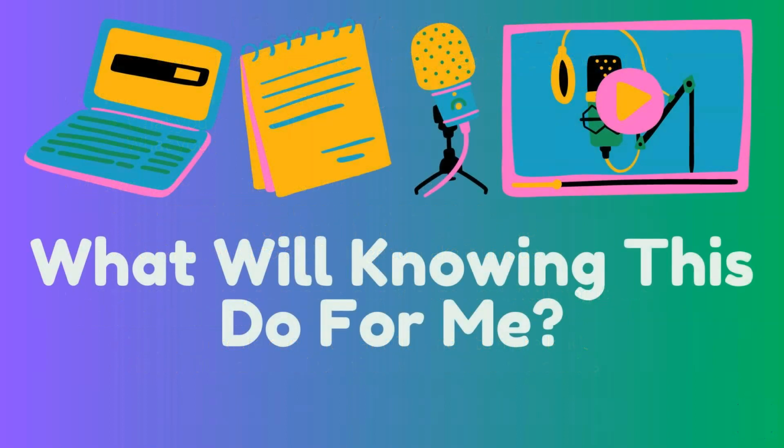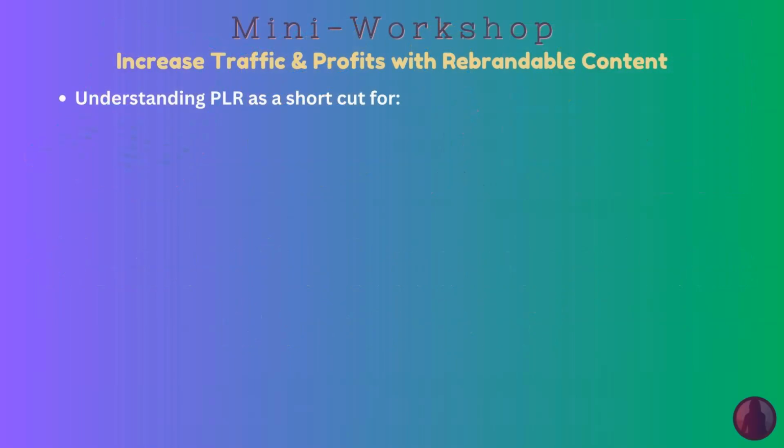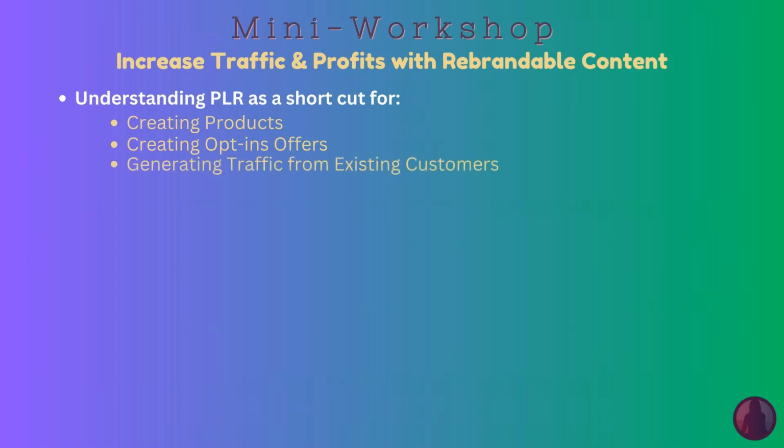So if you know the things we've spelled out, what's that going to do for you? That might be the question. How's it going to help you? If you understand PLR as a shortcut, you will understand how to create products faster. Once you understand these processes, the other thing you're going to know is how to create opt-in bribes. That's very important because it will help you find the people who are interested in the way you say it, who want to learn from you and want to join your email marketing list. And it's also going to help you as a shortcut for getting traffic for existing customers.